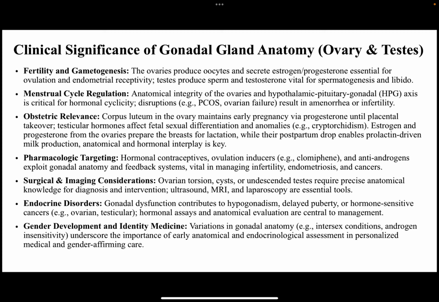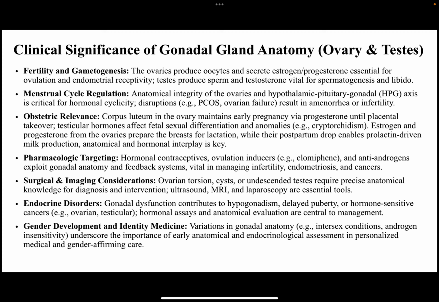In terms of pharmacologic targeting, hormonal contraceptives, ovulation inducers, and anti-androgens exploit gonadal anatomy and the feedback system. Most of these hormonal therapies, like contraceptives and anti-androgens, use gonadal anatomy and physiology. Their mechanism revolves around the feedback system of the hypothalamic-pituitary-gonadal axis. You get it? For them to function properly.